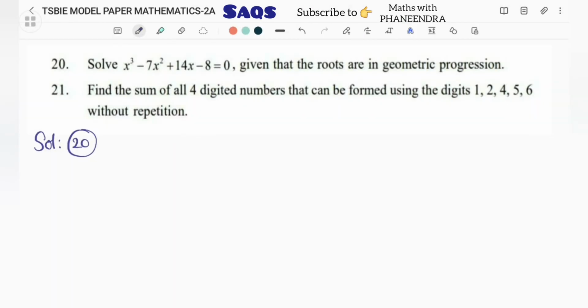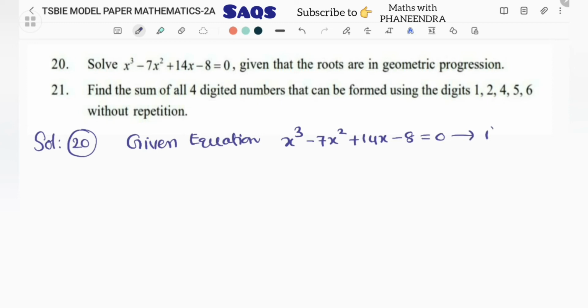Yeah, the question number 20. Solve x cube minus 7x square plus 14x minus 8 equal to 0, given that the roots are in geometrical progression. So geometric progression means we know how to take the roots. First, given equation x cube minus 7x square plus 14x minus 8 equal to 0. We call that equation number 1.